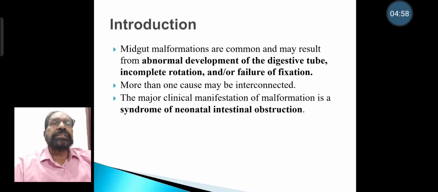Midgut malformations. Midgut malformations are common and may result from abnormal development of the digestive tube, incomplete rotation, or failure of fixation. More than one cause may be interconnected. The major clinical manifestation of malformation is the syndrome of neonatal intestinal obstruction.